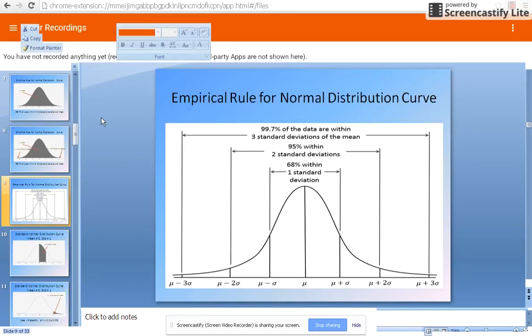This slide right here gives you a summary of what's called the empirical rule for the normal distribution. 68% of the area is within 1 standard deviation of the mean. 95% is within 2 standard deviations of the mean, and 99.7% of the data are within 3 standard deviations of the mean.